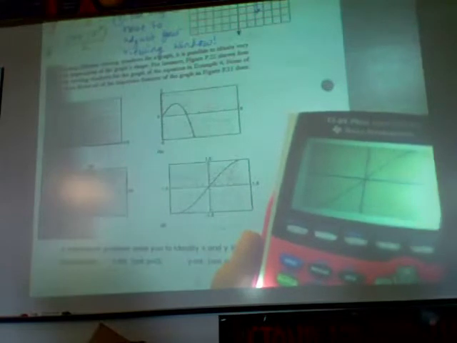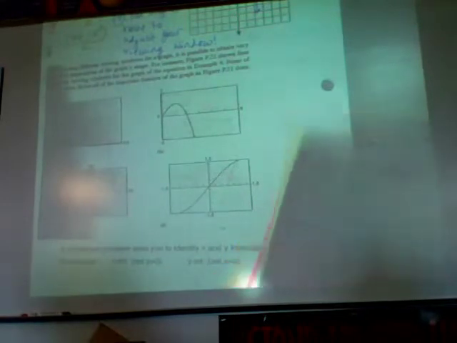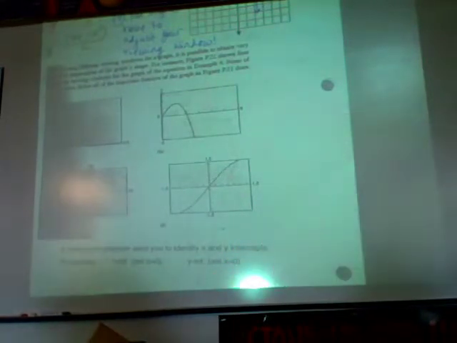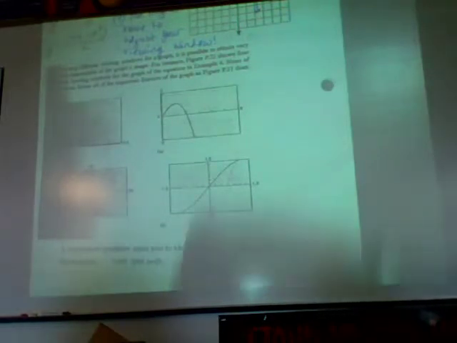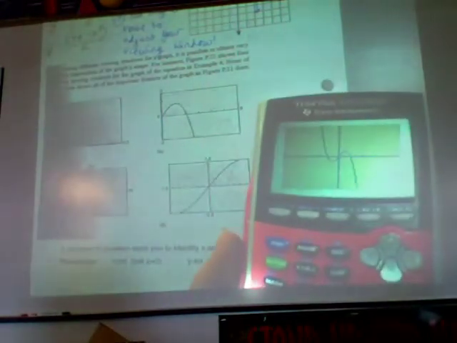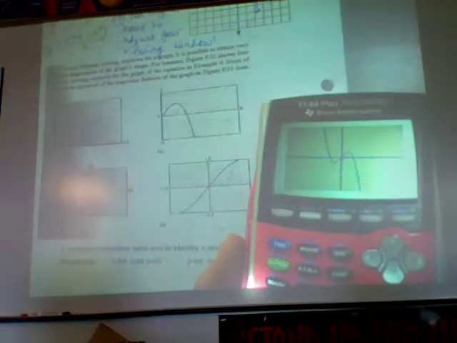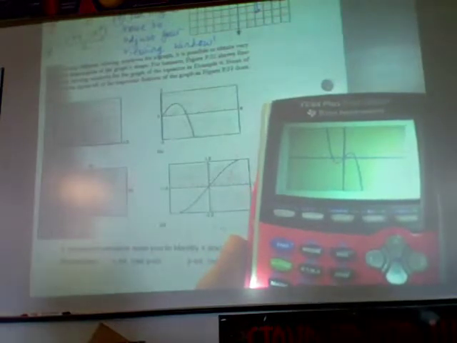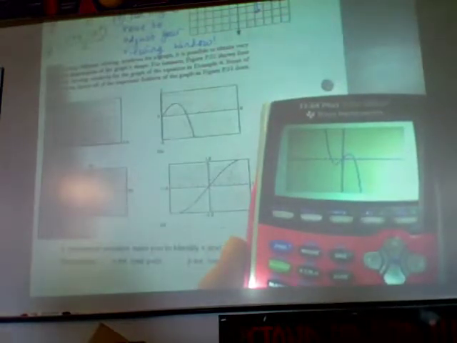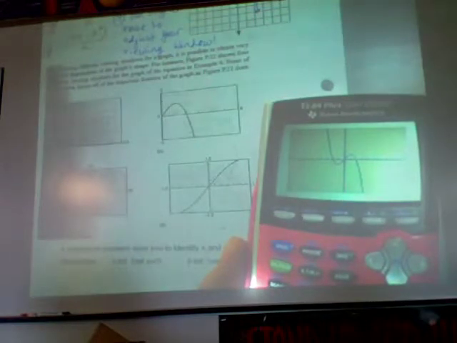Now go back to your window and put it into its standard form. Negative 10, 10, 1, and then look at it again. And now we're back to what it should look like. So my whole point with that is that your viewing window makes a difference in how your graph looks. So if you zoom in and out, just bear in mind that it's going to distort your graph. Just be aware of that.